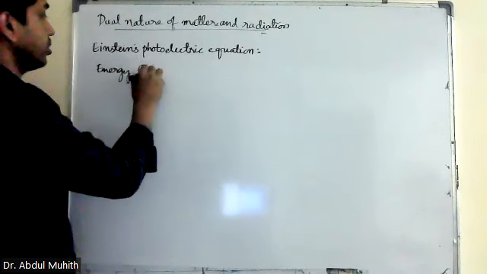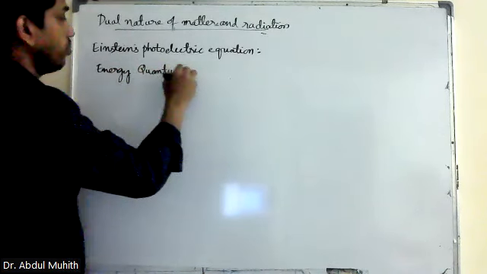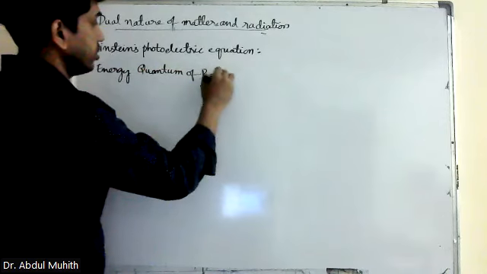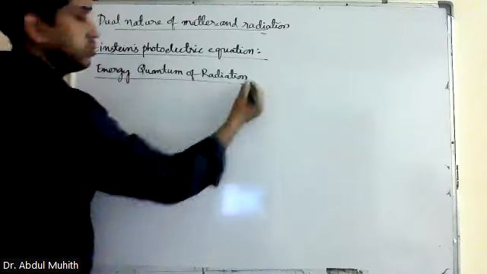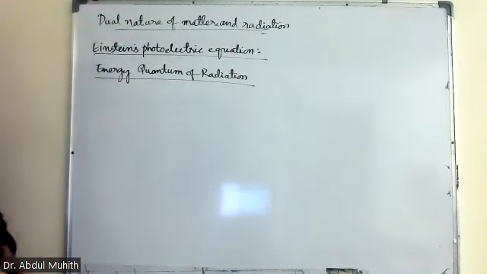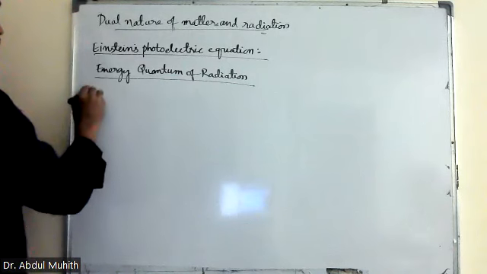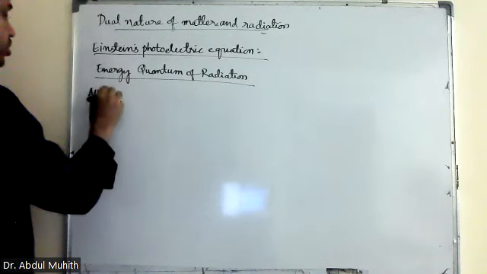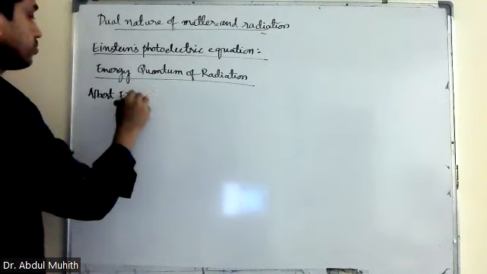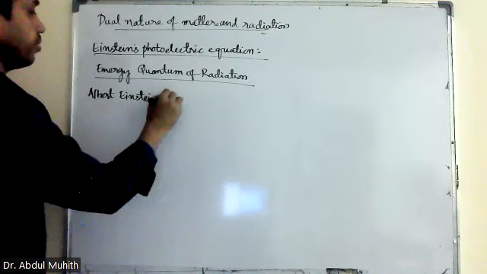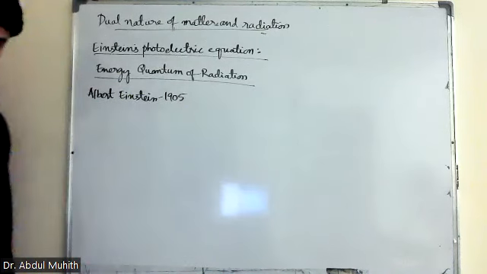Energy quantum of radiation. Here we have Einstein's photoelectric equation, that is, the energy quantum of radiation. Albert Einstein supported this. As I told you, Albert Einstein published three papers in 1905. In 1905, he published that paper on the photoelectric effect.